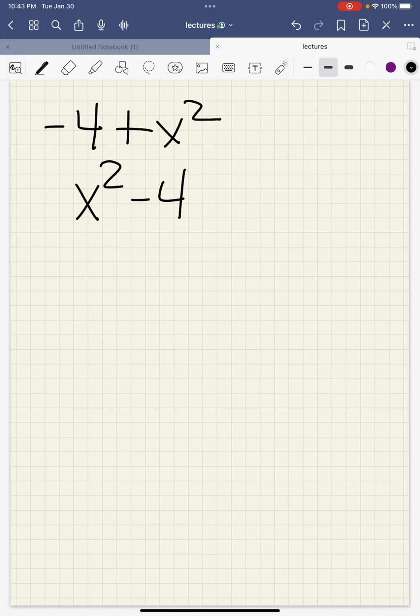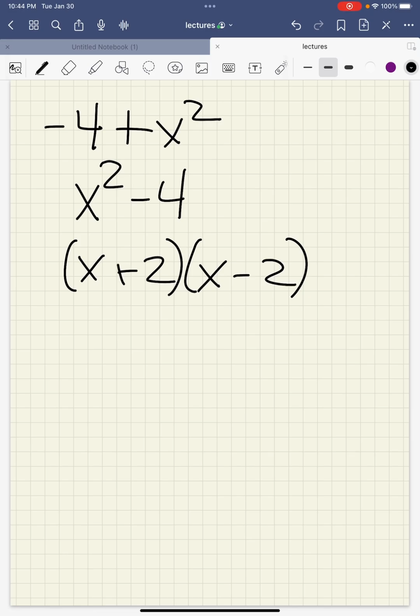And we know the square root of x squared is x, and we know the square root of 4 is 2. So when you have two terms, and they're both perfect squares, it will always factor like this. An x and an x, of course, for the x squared, and the square root of 4 is 2. One of them will be a positive and one will be a negative.